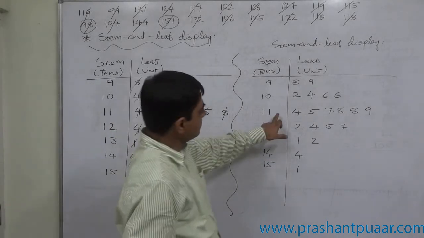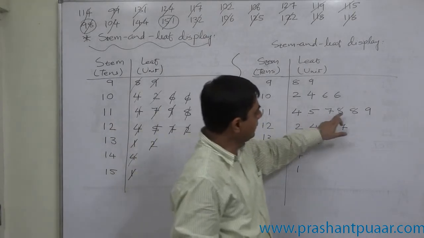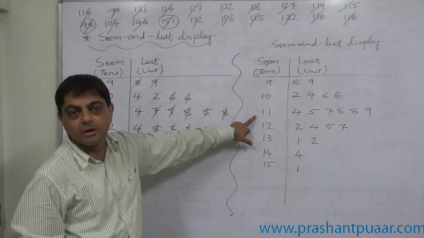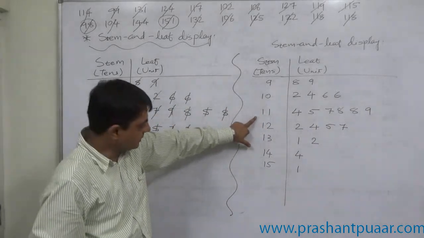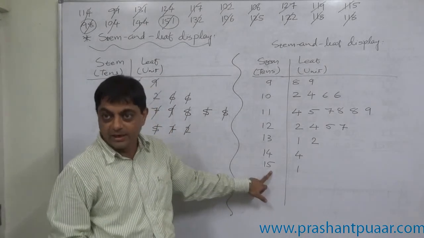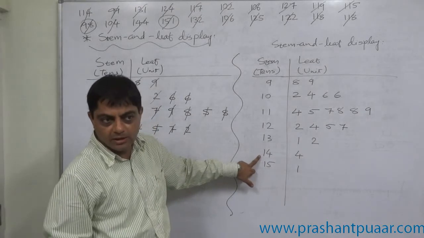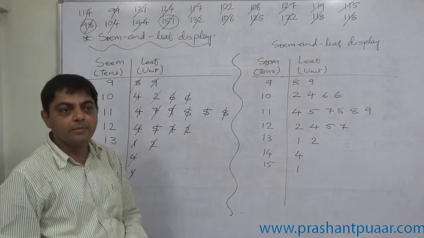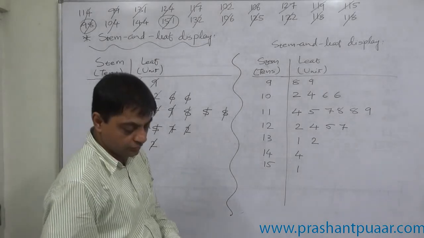One interpretation is, okay, there are 6 data values between 110 and 119. That is the highest. And only one value between 150 and 159. Only one value between 140 and 149. And so on. The interpretation can be in that way too.